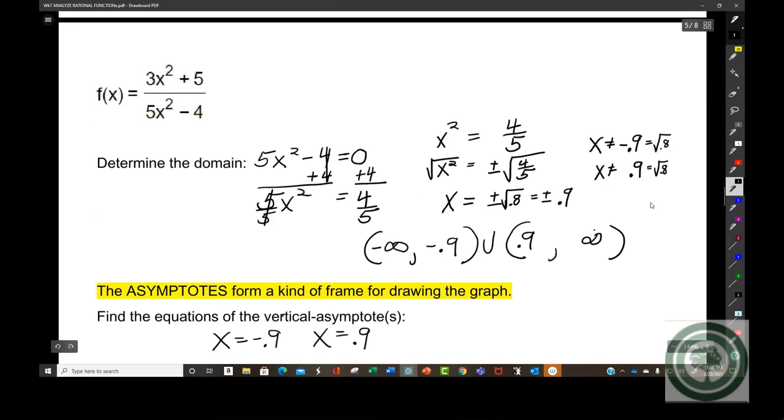All right, horizontal asymptote. You tell me, somebody blurt it out. What kind of situation do we have here for the horizontal asymptote? Look back at your rules. Okay, the degrees of the numerator and the degree of the denominator are the same. The degree of the numerator is 2. And the degree of the denominator is 2. Therefore, it is going to be the line y equals 3/5.